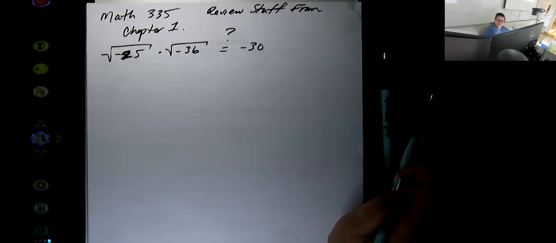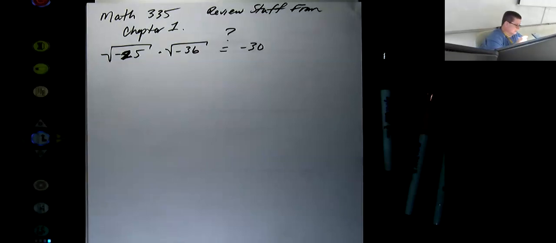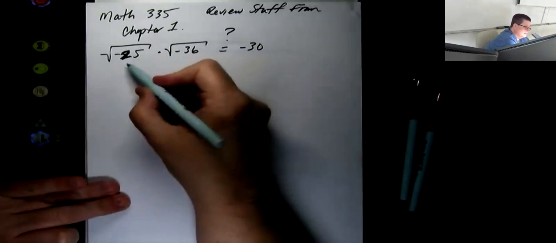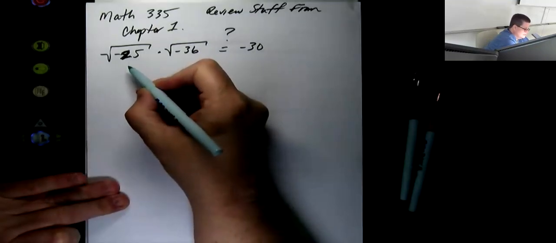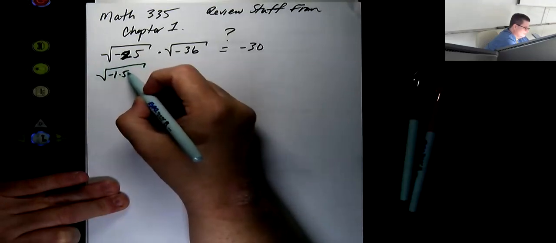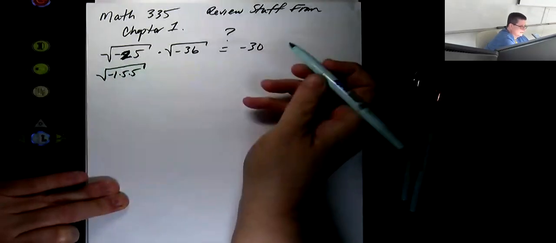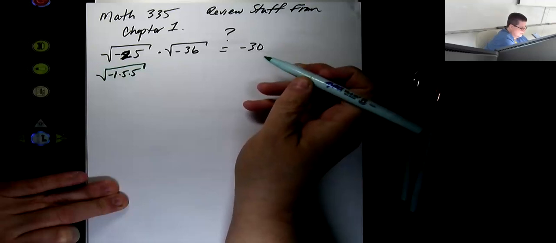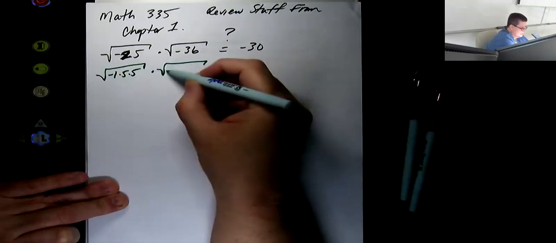Any ideas on how I could handle this question? Break down the square roots. Okay, how do I do that? You can break down negative 25 into negative 5 and 5. Yeah, that's true, I need negative 1 and 5 and 5. And then you can break down negative 36 into negative 1 and 6 and 6.